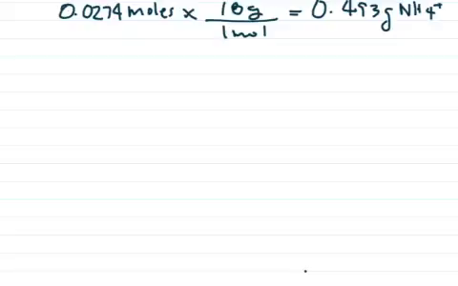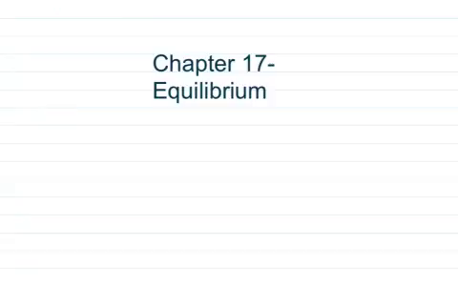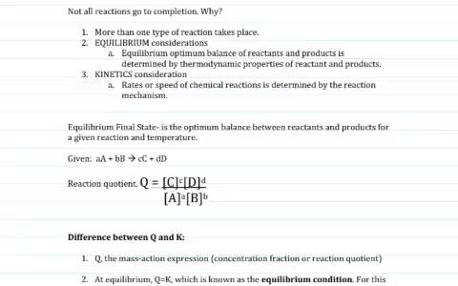After working out the problem, going from moles to grams using molar mass, I get 0.493 grams of ammonia. Now we're going to move on to chapter 17, equilibrium.